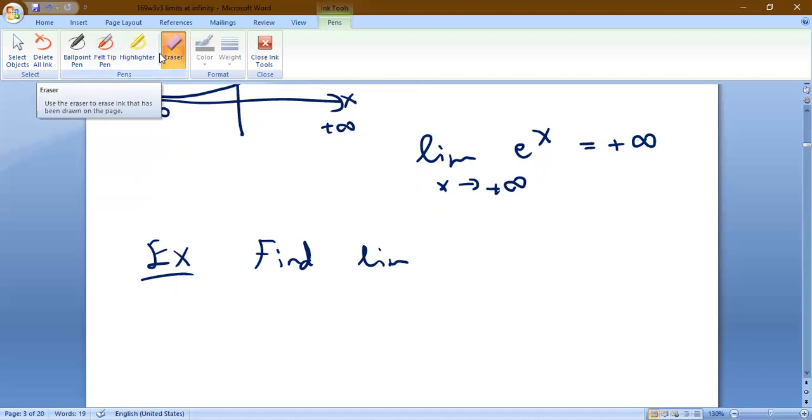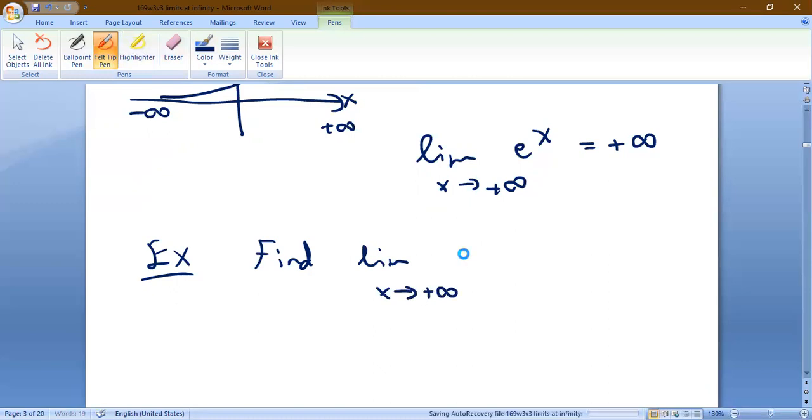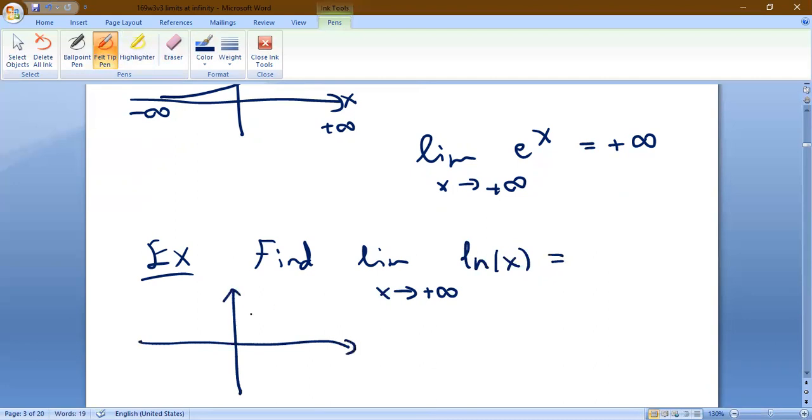Well, the log function is only defined for positive numbers, so we can only think about the positive infinity limit. So again, let's remember the graph. It's the mirror image of the e to the x function. It's going to look like this. This is the ln of x function. This is the infinity direction. This is the infinity. This is the minus infinity.